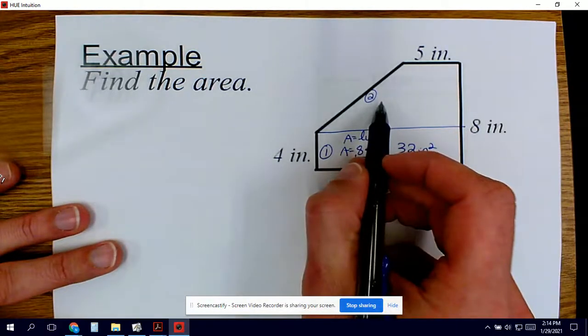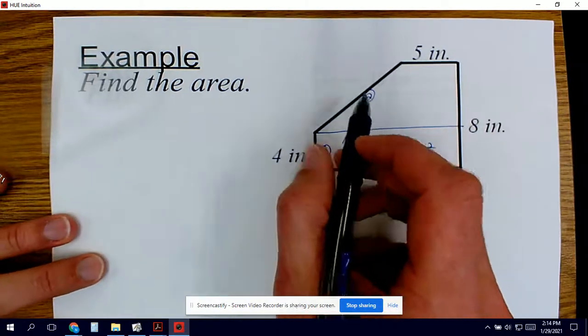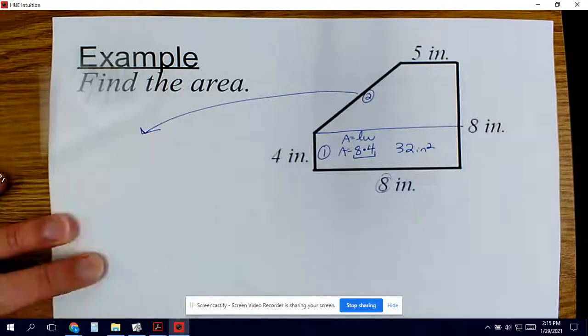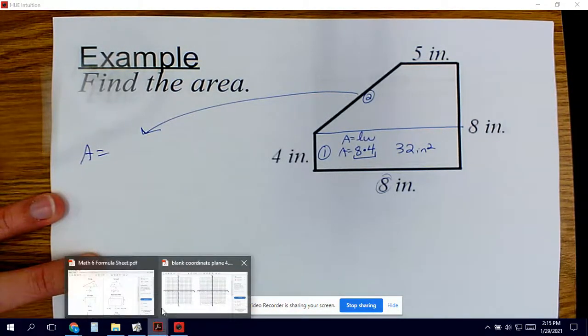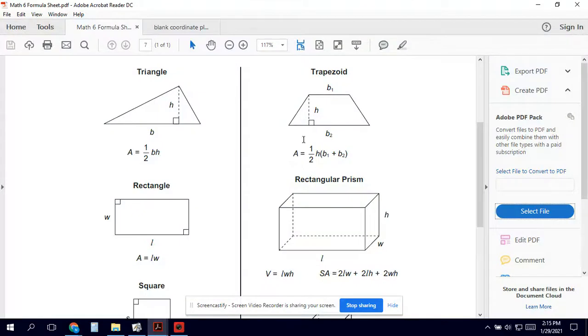Now the trapezoid. I'm going to work my trapezoid formula over here. Formula for area of a trapezoid, if you need to look it up from your formula sheet, pull that out. Trapezoid area equals 1/2 times the height times the quantity of base 1 plus base 2.